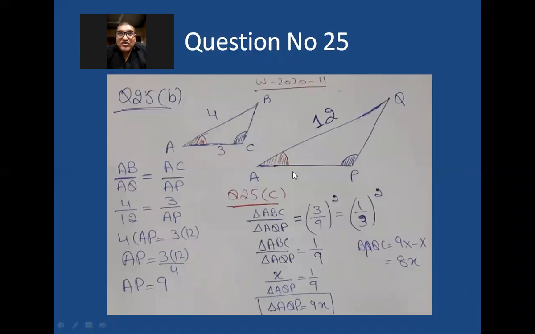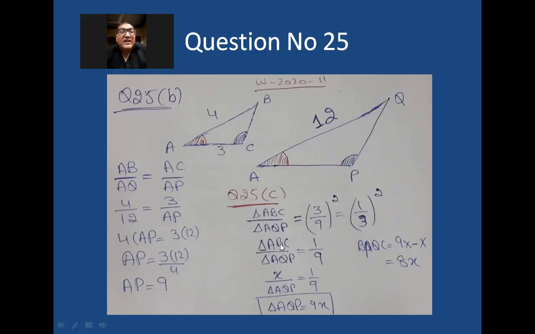From here, it's very easy to understand. So these are the two triangles, the triangle ABC and the triangle AQP. The ratio of the corresponding sides, for example, this is 4, this is 12, this is 3, this side is 9. So I can take the ratio of their sides. That will be 3 by 9 whole square, 3 and 9 cancel, 1 by 3 whole square. So that will be 1 by 9.